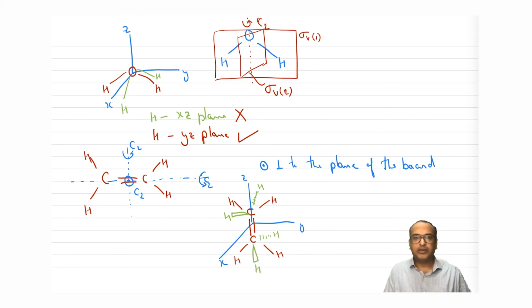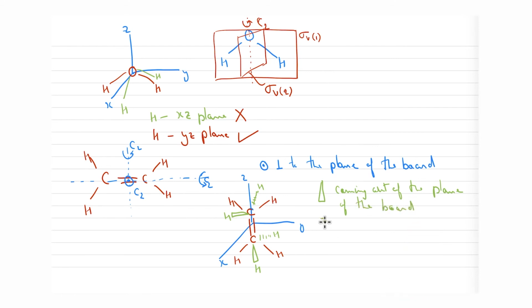Again, this notation is like if any bond is drawn as a solid wedge, this is coming out of the plane of the board, and any bond which is drawn like this is going behind the plane of the board.